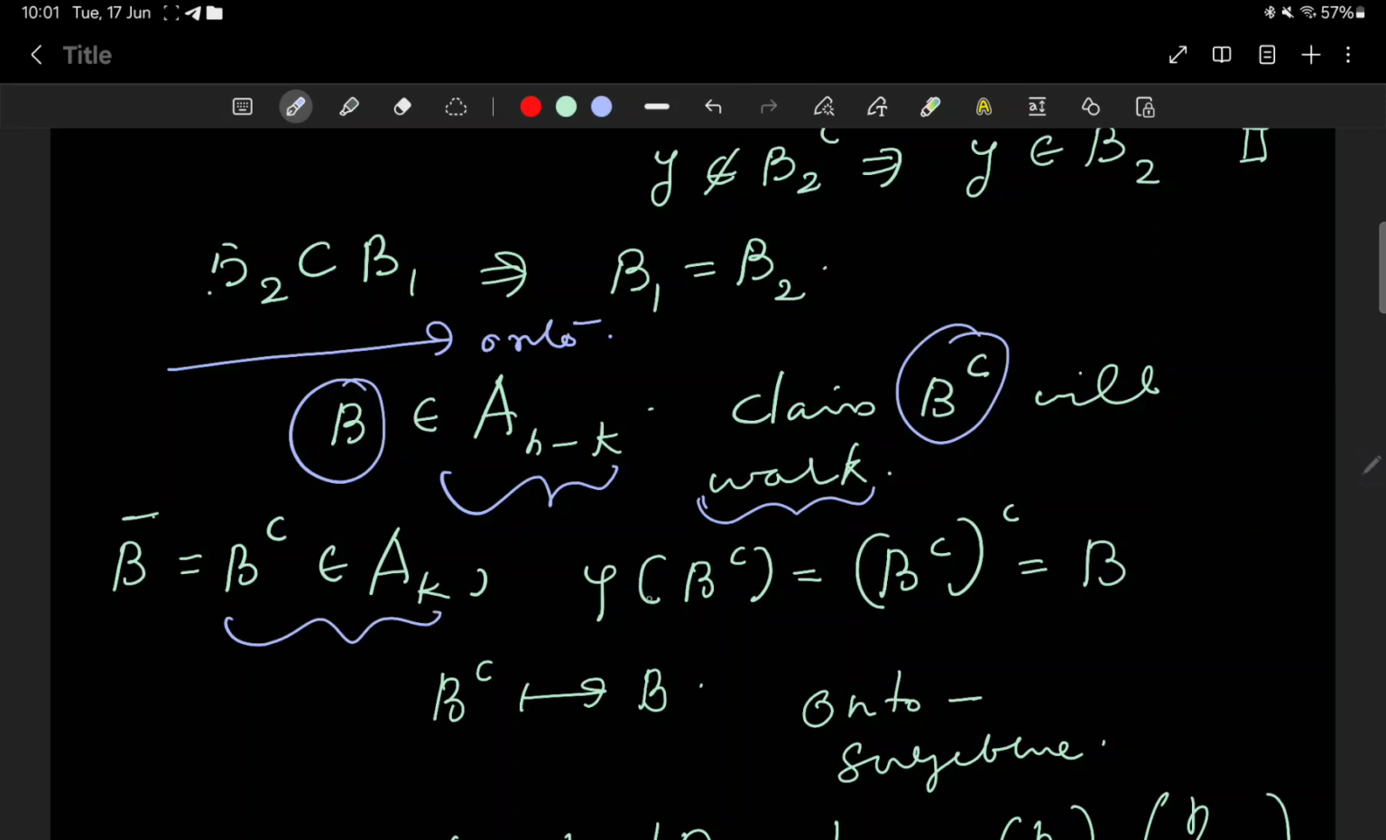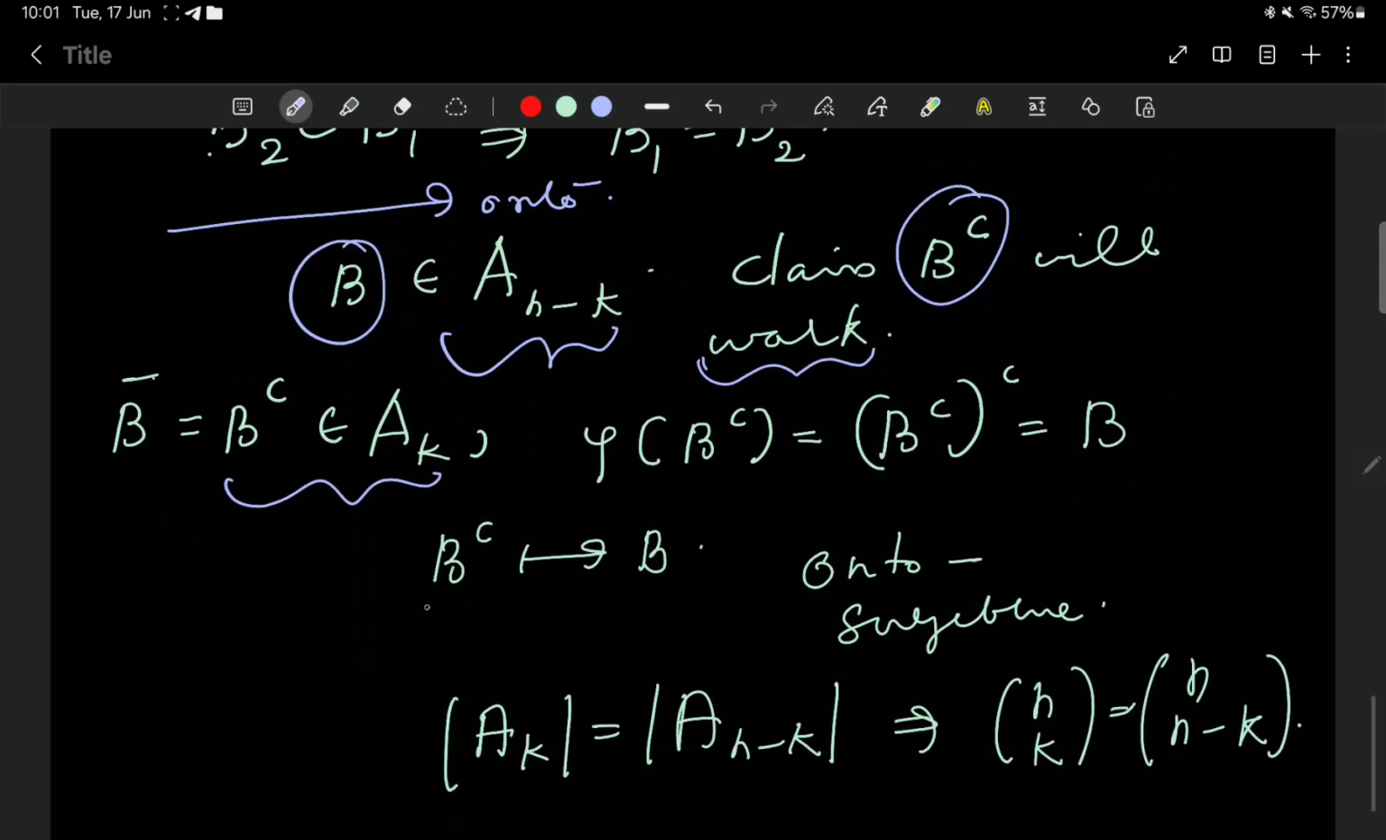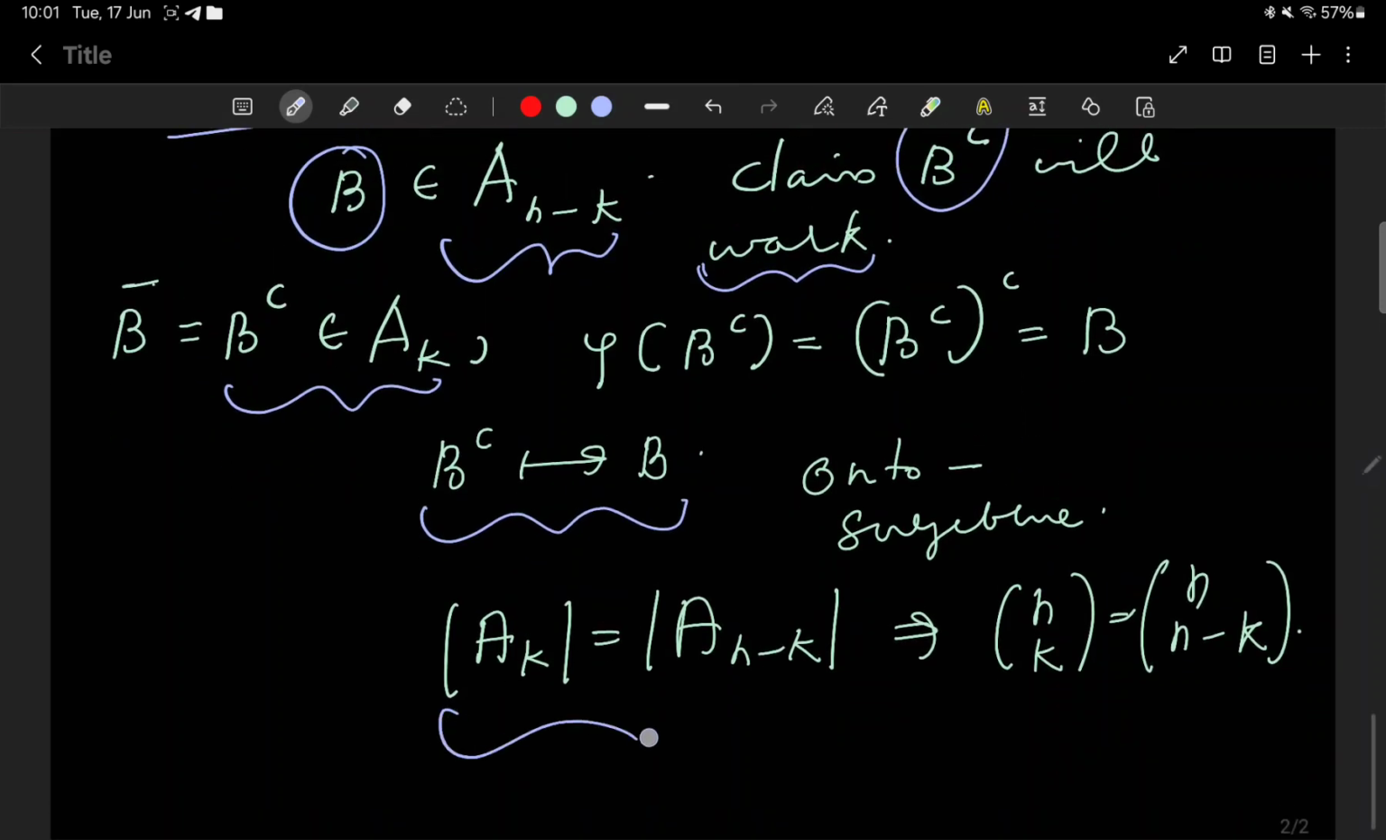Now let's plug B complement into phi. Then phi of B complement is equal to B complement's complement, so that is B. As it's basic set theory, you can prove that easily. That means B complement goes to B. That means for any B in the codomain, you have a set in A_k. That means it is onto. That means A_k and A_(n minus k) have the same cardinality, which actually implies nCk equals nC(n minus k). So this is one proof using bijection. Thank you.